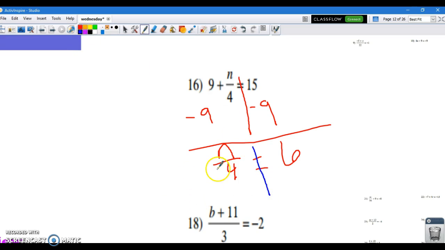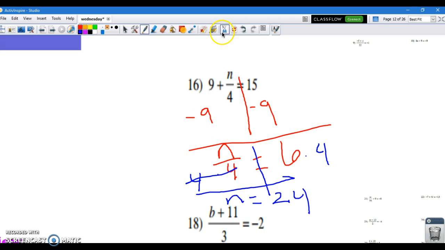Now you got to get rid of the 4. Remember, fractions mean divide, so do the opposite of dividing. Remember, shortcut version. I'm not doing all the reciprocal flipping and stuff on paper. I'm just doing it in my head. Because what will happen is this will cancel out and leave me with n. Don't forget, what you do to one side of the street, you must do to the other. 6 times 4 is 24. So n equals 24.